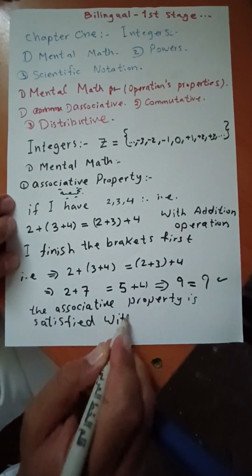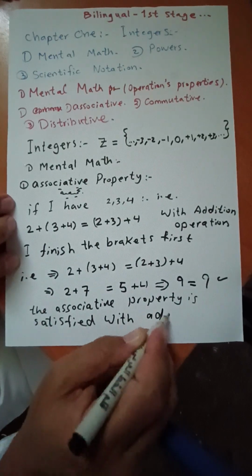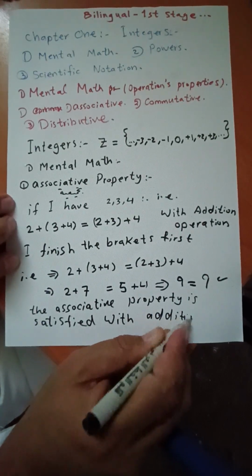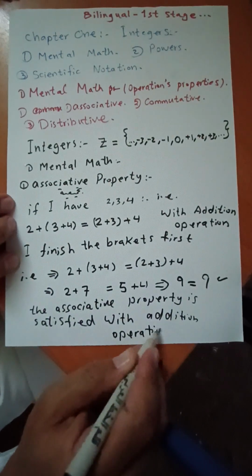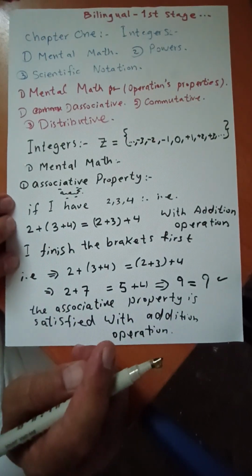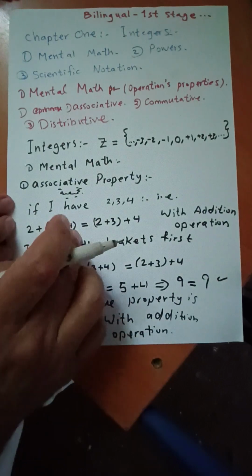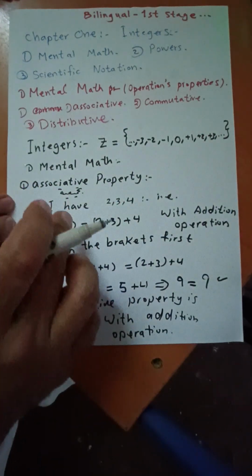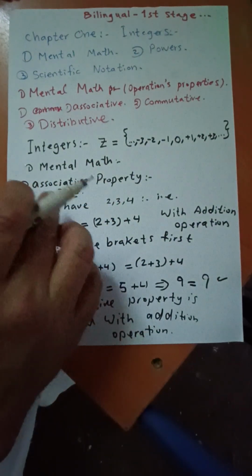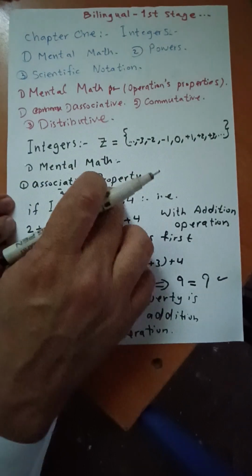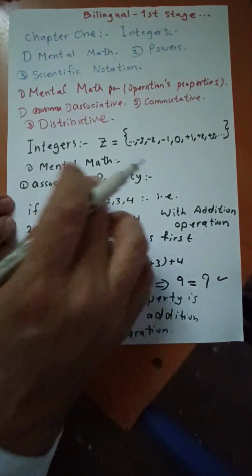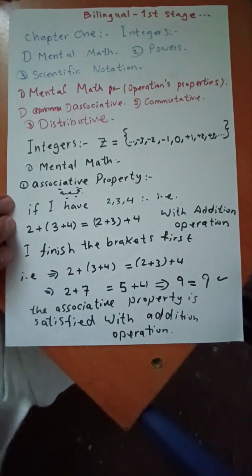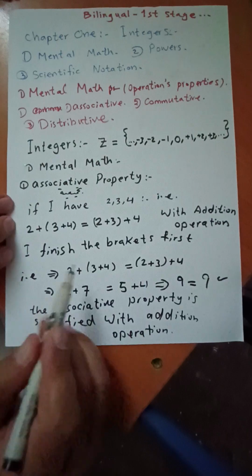The associative property is satisfied with the addition operation. Now you got it, honey students? The first property of the operations is the associative property with the addition operation.